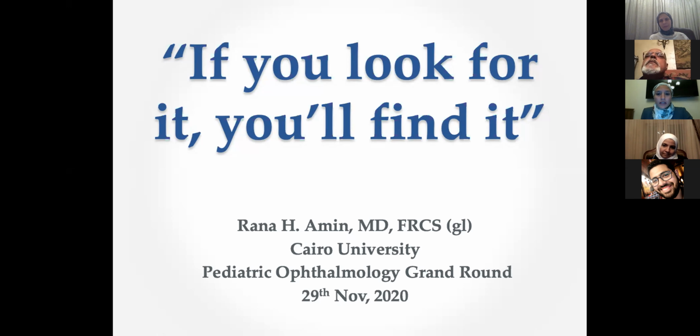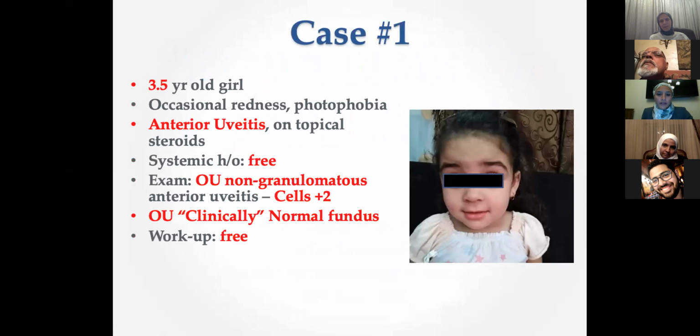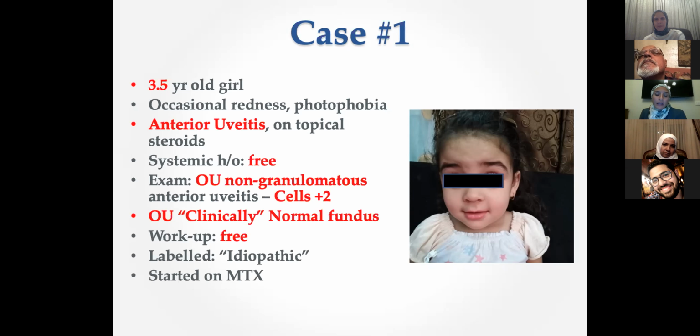My title today is called "If you look for it, then you'll probably find it." We're going to start by discussing the first case about a 3.5-year-old girl that presented with occasional redness and photophobia to my colleague. He diagnosed her as anterior uveitis and started her on topical steroids. When she came to me, I found that the systemic history was active, and on examination, she had bilateral non-granulomatous anterior uveitis with +2 cells. Clinically, at the first visit, her fundus examination was normal and her workup was free. I labeled her as idiopathic and started her on methotrexate.